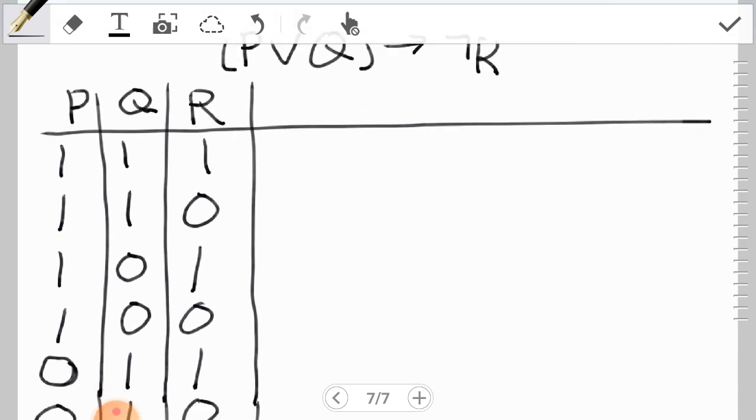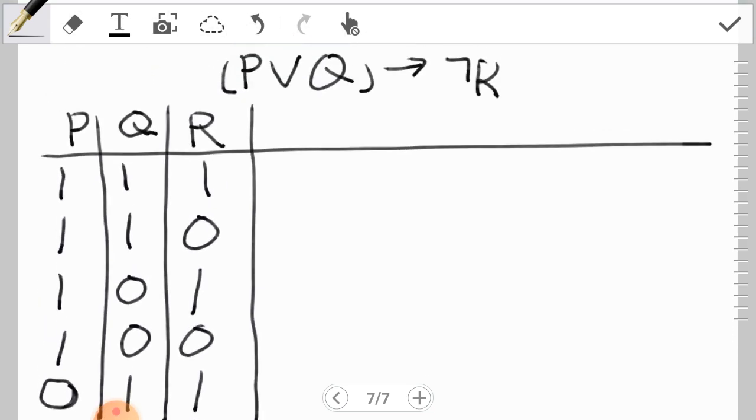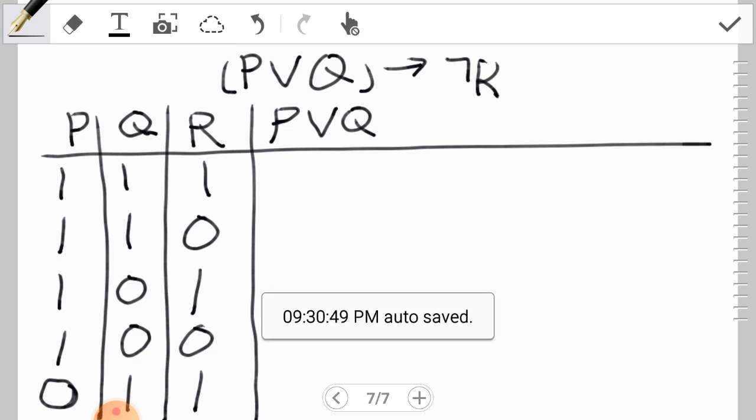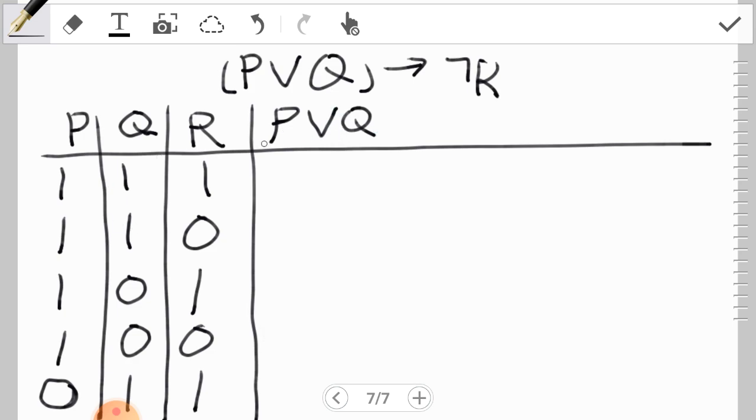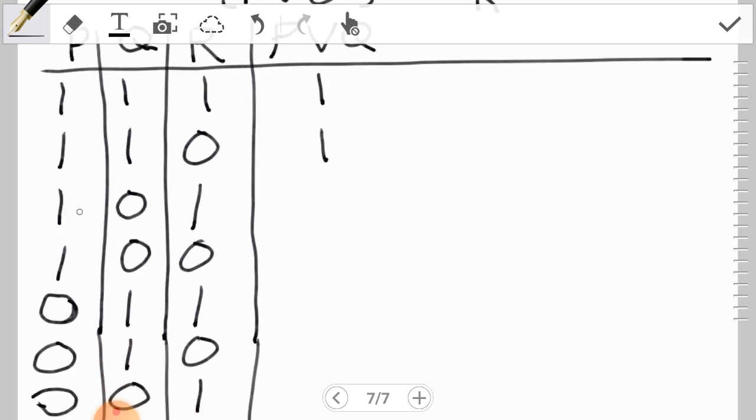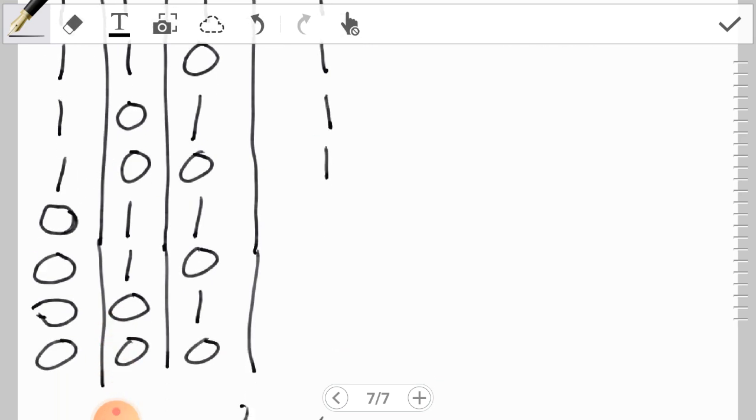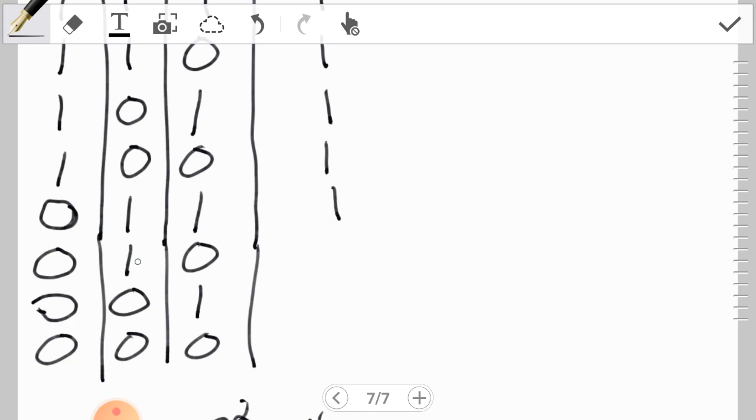We have propositions P, Q, and R. So what do we need? We need P or Q, or at least one is true for this one to be true. So we're looking at the first 2 columns. Both are true, this must be true. Both are true, this must be true. P is true, P is true, Q is true, Q is true. Both are false, both are false.